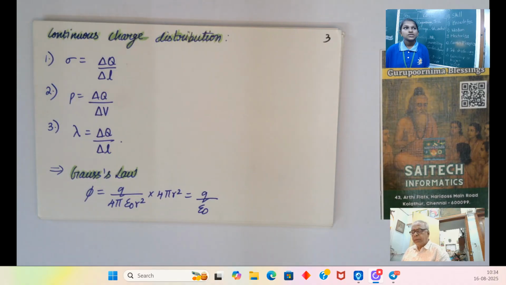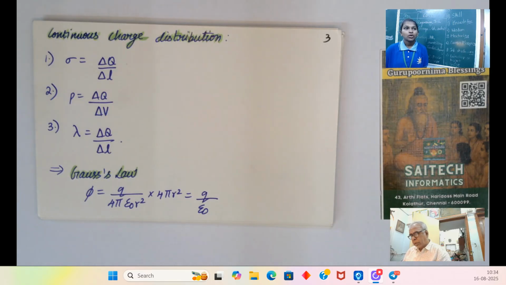And then we are going to see about the continuous charge distribution. It's just a simple formula where sigma is represented as surface charge density, which is equal to del Q by del L, and rho is nothing but volume charge density, where del Q divided by del V, and lambda is represented as linear charge density, which is equal to del Q by del L.